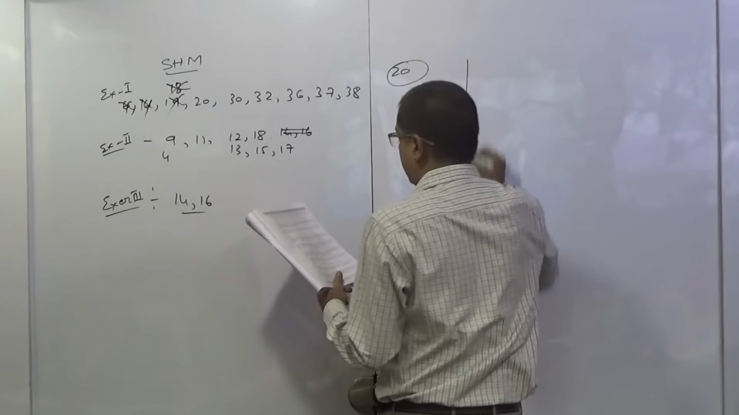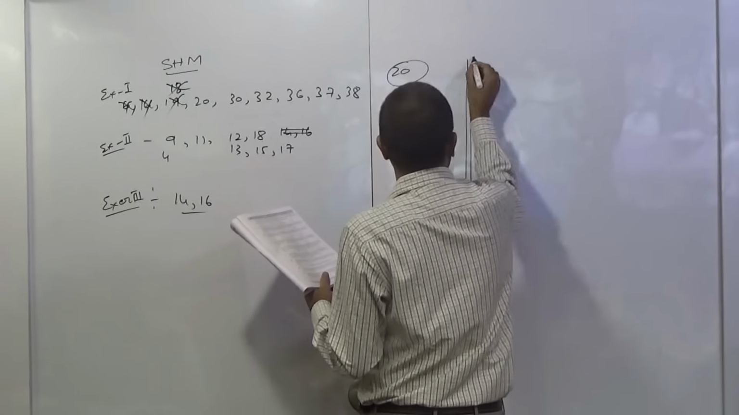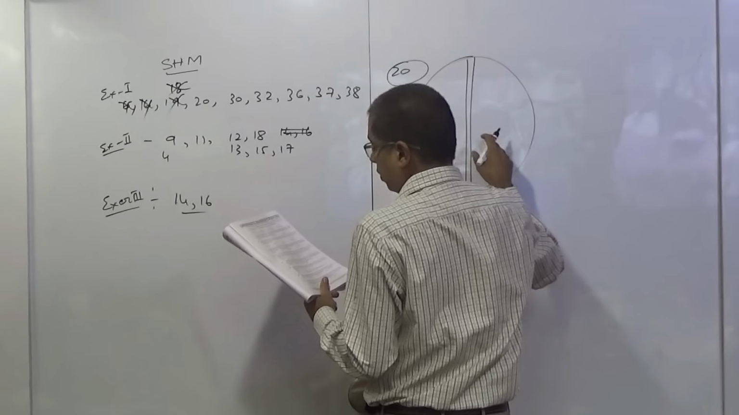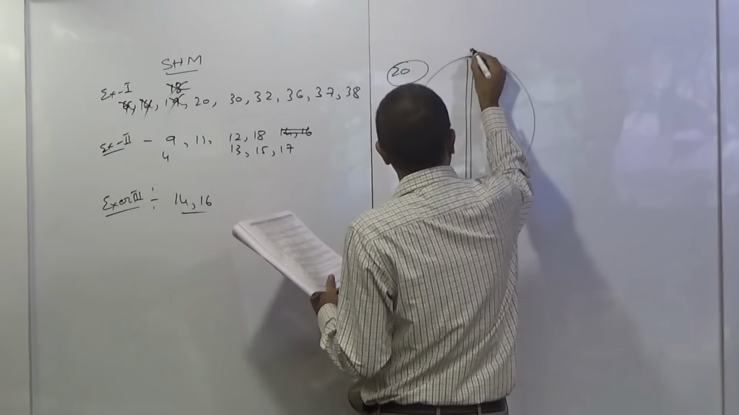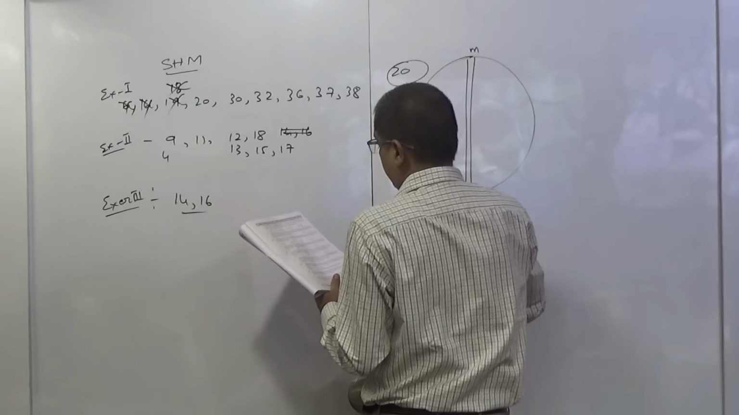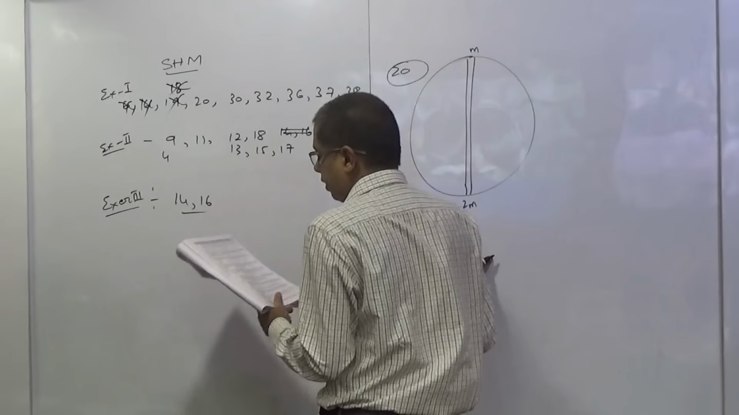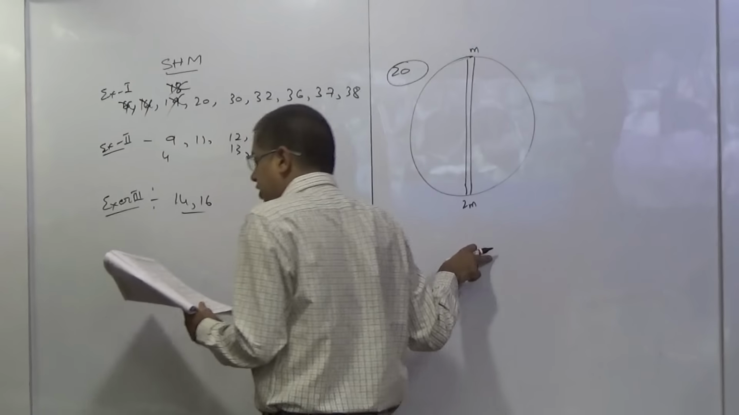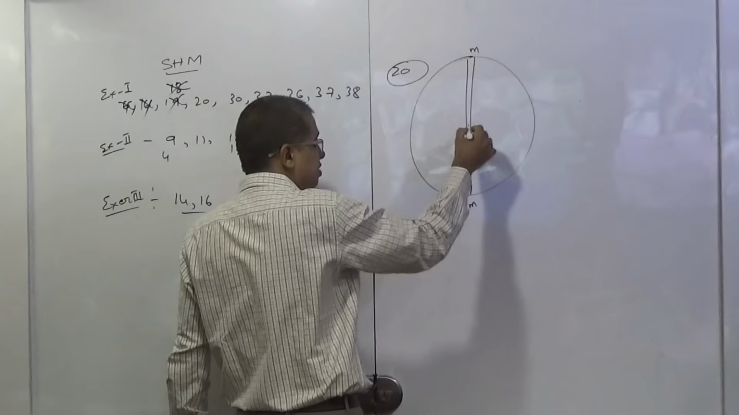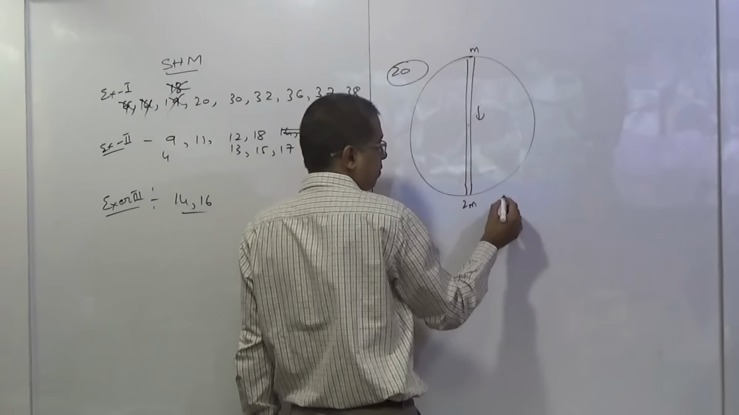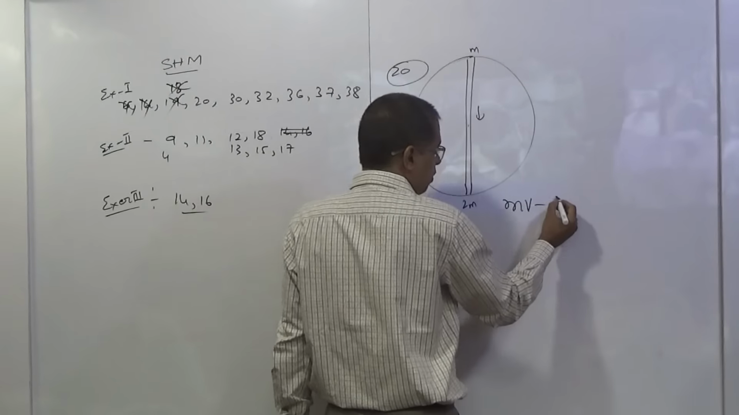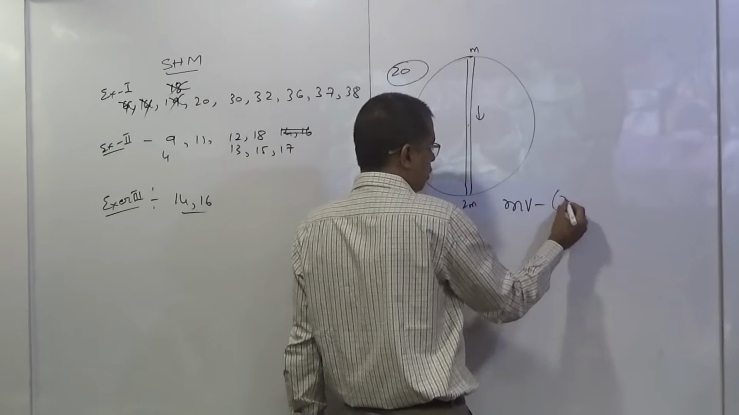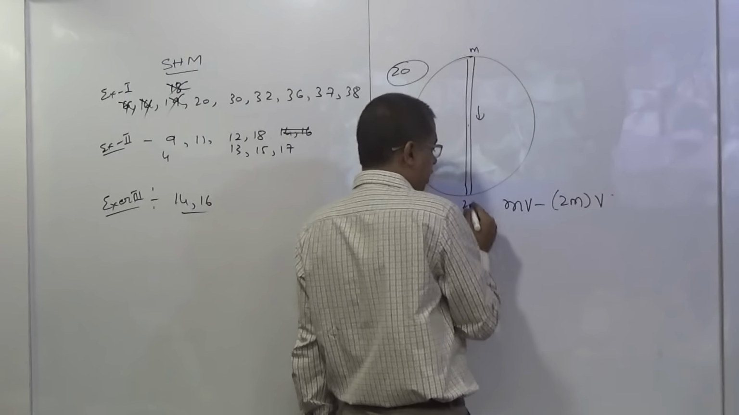20th, a tunnel is dug across the earth. Mass is m into m dot from the end of the tunnel. They collide and stick to each other. Amplitude. Here listen, conserve the momentum: mv minus 2m into v.